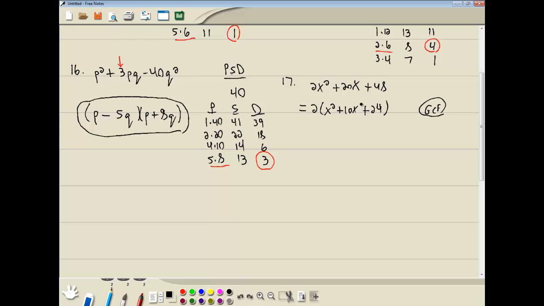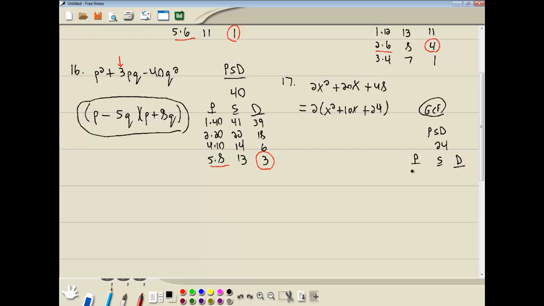It's not grouping, because grouping is 4 or more terms. It's PST, because we have x squared, x, no x, and no number in front of our x squared. It's specifically looking at what's inside the parentheses. So again, PST, we take the number at the end, the 24, ignoring signs, and come up with our 3 columns.